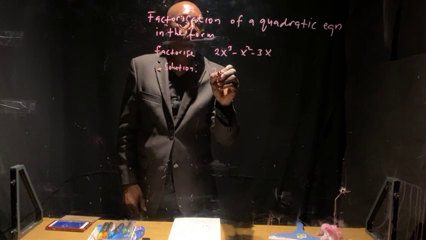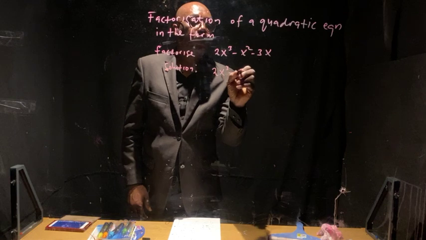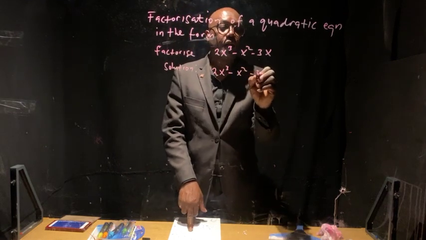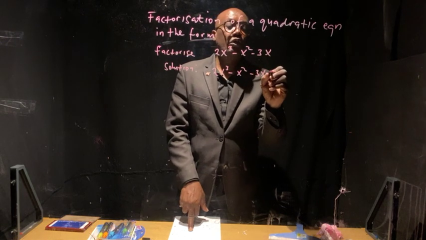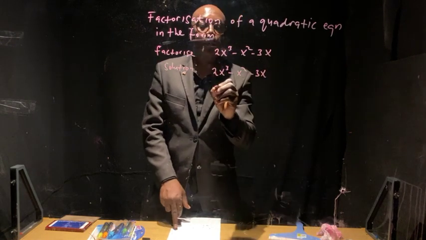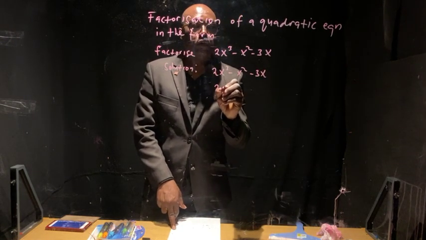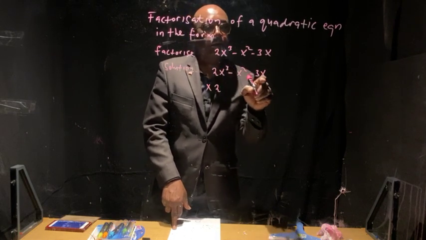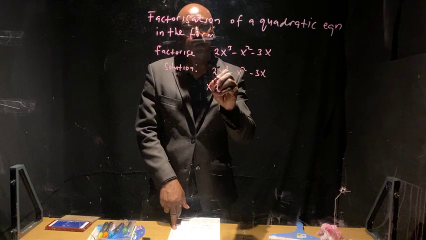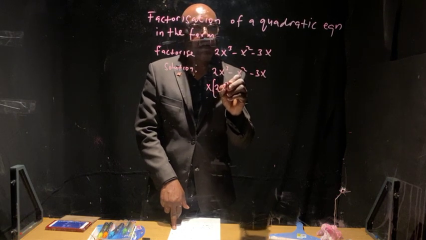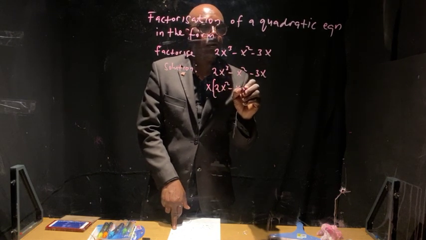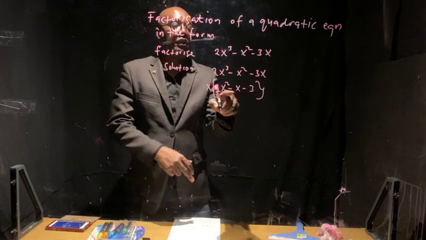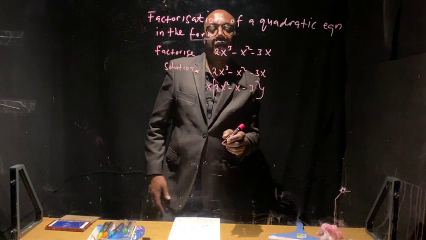2x cubed minus x squared minus 3x is no different from 2x. There is x here, x here, x here, so we can factorize it out. It becomes x(2x squared minus x minus 3). And this one is a quadratic expression in x.